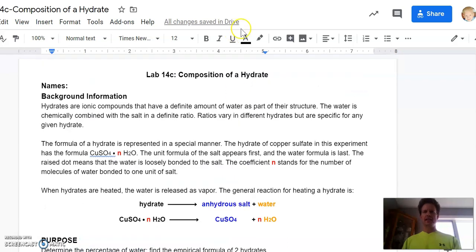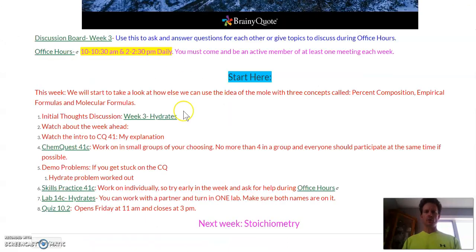So anyways, that's basically the week in a nutshell. Once you get done with the ChemQuest early on in the week, you have plenty of the week to work on these, ask questions on the ChemQuest. I will answer questions on the skills practice and lab, but I'm not going to work out any problems until Thursday for the skills practice and the lab. Honestly, if you do the skills practice, I might just have to answer some questions in the lab, but you should be able to turn that in.